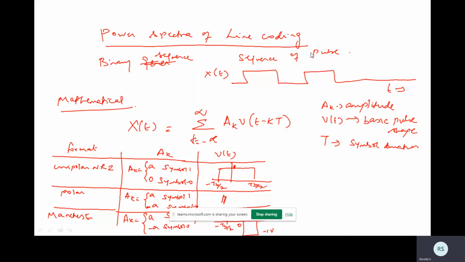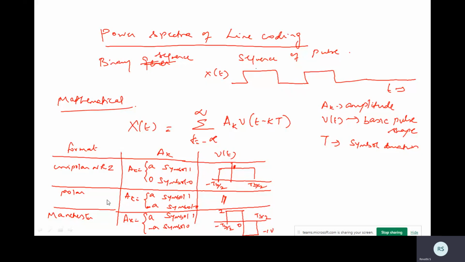This is how the pulse x of t is represented for any line coding sequence. Mathematically we can represent it as the sum of ak v of t minus kT, in which ak is the symbol value or discrete value, which depends upon the coding technique, and v of t is the basic pulse. Again, this will change depending upon the coding technique.